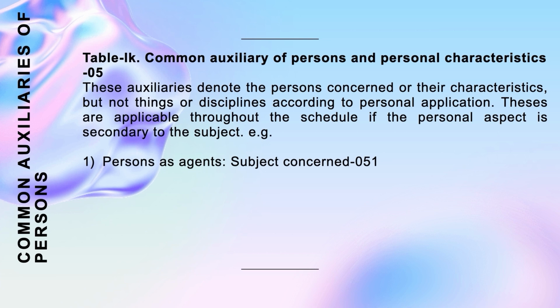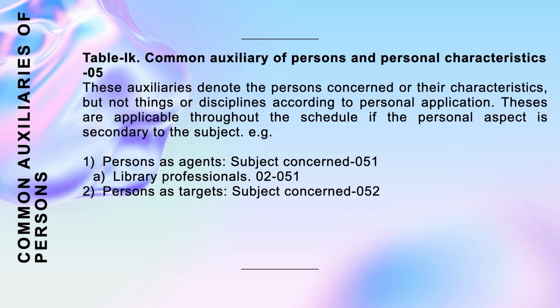So if you attach hyphen 051 to any subject, suppose library professional: library science number is 02, then you attach hyphen 051. So library science professional. If you attach to 61 hyphen 051, 61 is medical science, so medical professional. And another number, there is a provision, that is hyphen 052 for person as target. So library user. So users are the target for library. So library users will be 02 for library and information science, then hyphen 052 for the person as target.